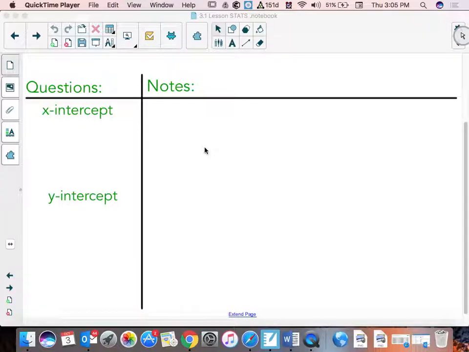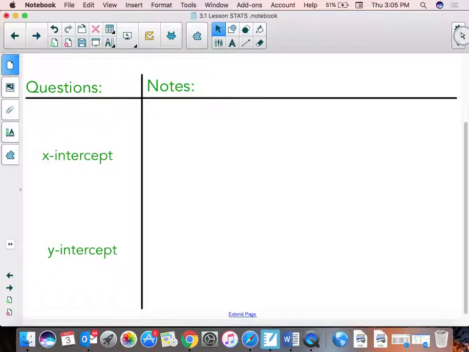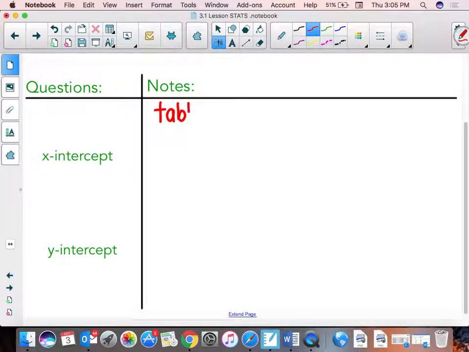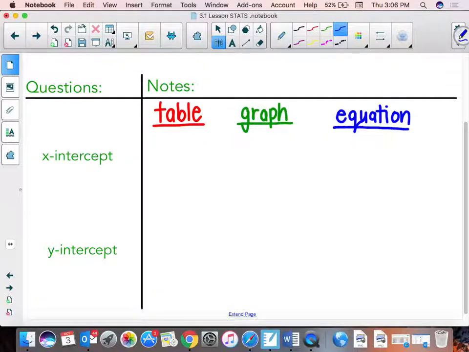These can be found in different places depending on whether you are looking at a table, a graph, or an equation. So I am going to turn this into a little chart, and we're going to have table, graph, and equation. Then we'll do examples of all three of those things in this lesson.